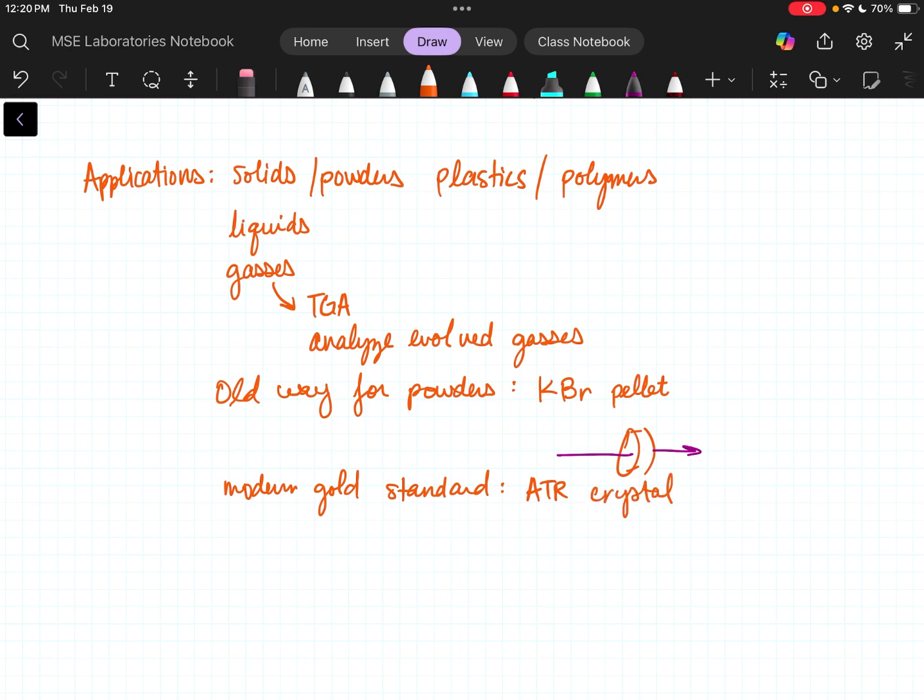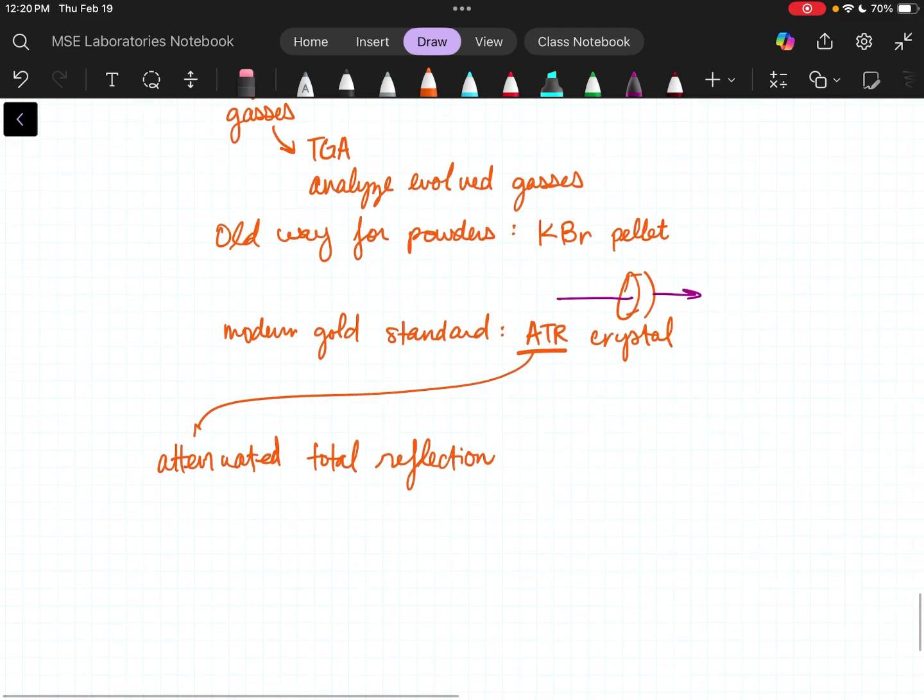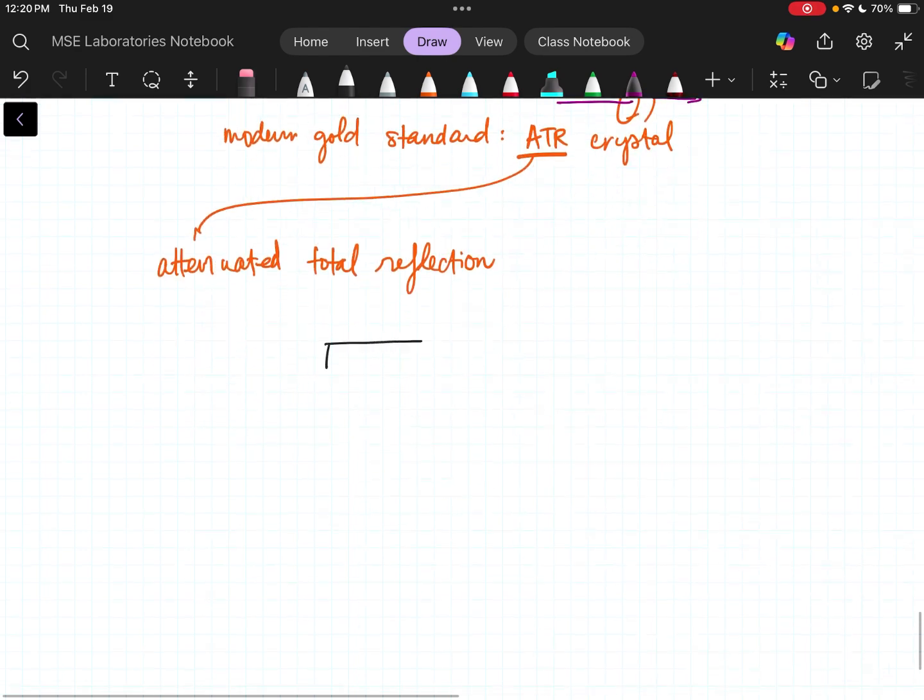So modern gold standard is an attachment called an ATR crystal. What does ATR stand for? We'll get there. You good? Yeah. Okay. ATR stands for attenuated total reflection.